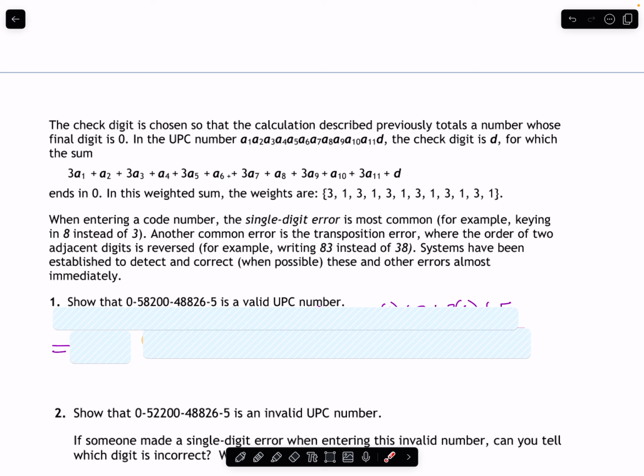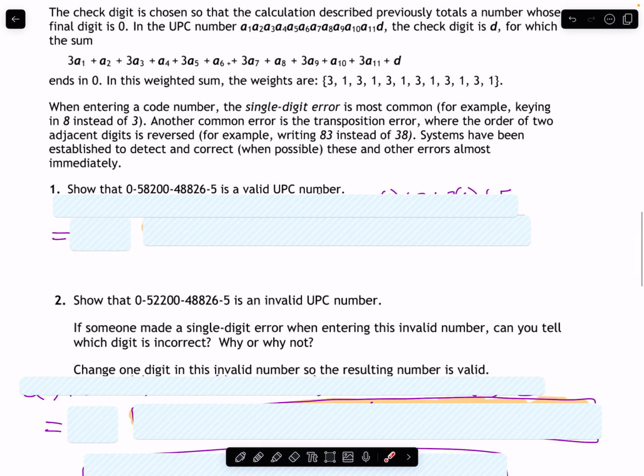All right, what you're looking for is the final result when you add all of this up. When you add all of it up, does it end in a 0? Does the result end in a 0? So let's take a look at number 1. It says, show that this number is a valid UPC number.